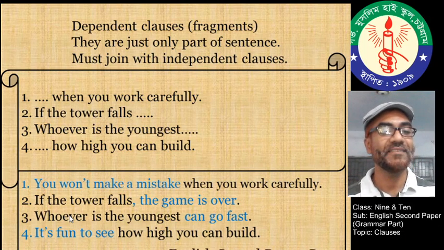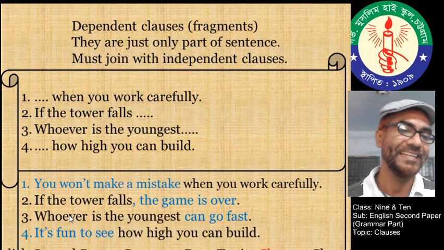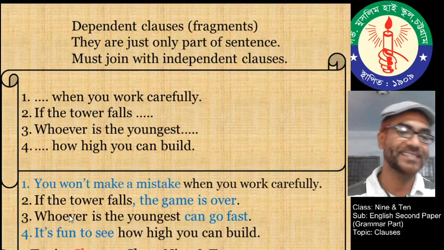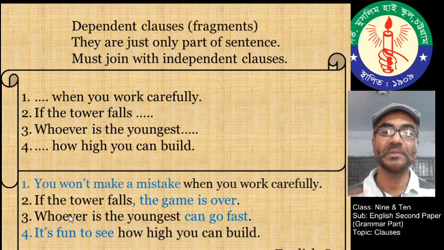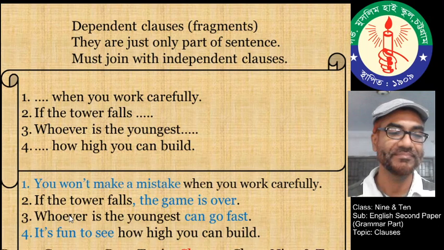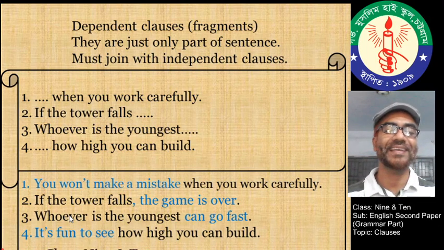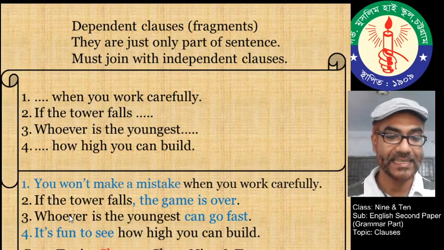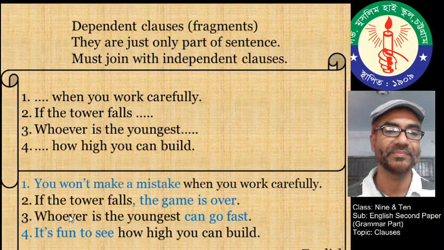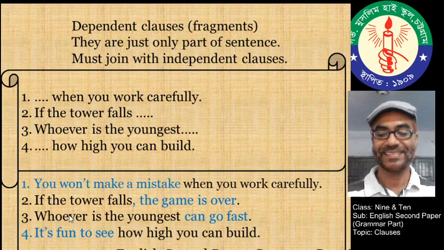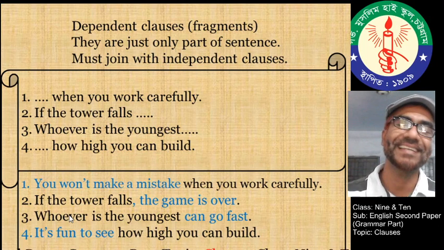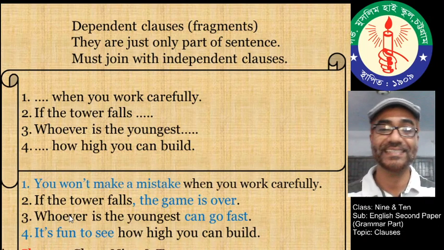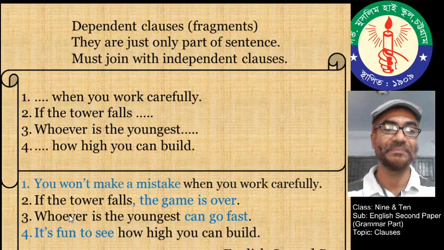And next one, you see, if the tower falls, you have to join an independent clause: the game is over. And next one, whoever is the youngest, you have to join an independent clause: can go first. And last one, it's fun to see how high you can build. Now, these four sentences have become complete sentences with complete sense. Okay, now actually these are one type of completing sentence that I said about earlier.